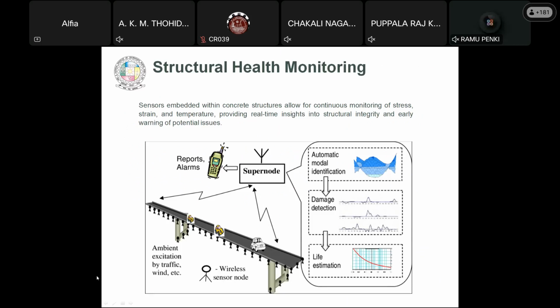Another area in which a lot of research is going on is structural health monitoring. In this, we embed sensors in the concrete structure for continuous monitoring of its stress, strain, temperature variation, and real-time data of the structural integrity. And if there is any distress, we get an early warning. So with this type of monitoring, the regular maintenance required for the structure is known in advance.